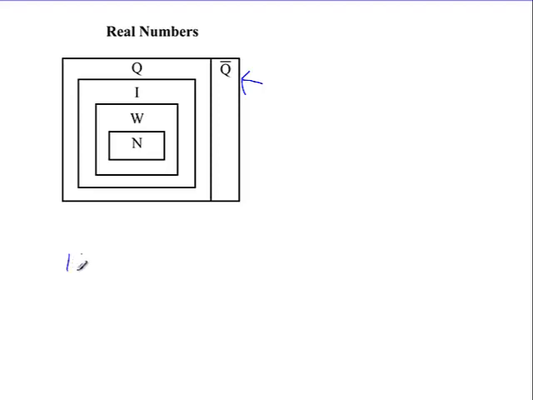If I looked at the number 11, 11 is a natural number because it's a counting number. So it would start in a natural number. So I would say 11 is a natural number, it's a whole number, it's an integer, and it's rational. And if it's all of these things, then it's also a real number.